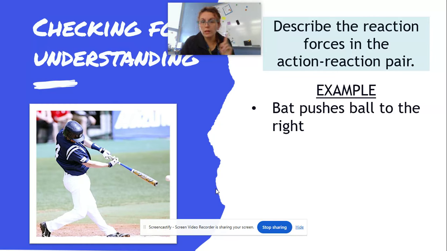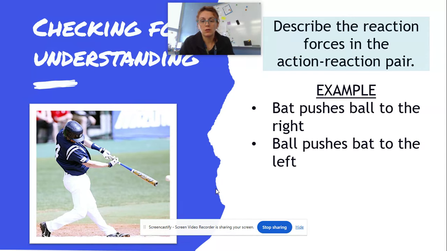Now, what is the reaction? What's the reaction the ball has? Well, we just flip it on its head. We need 4 things. We need the new object, the push or pull, the direction, and then the other object. So if we flip it, we have the ball pushes the bat to the left. Okay? Now we've got 2 more on our sheet. We have the bike pushes down on the ground. So the bike pushes the ground down.